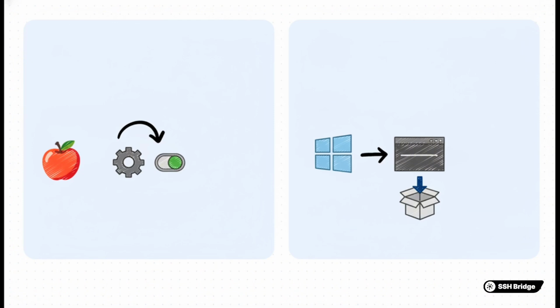For Mac OS targets, it is incredibly easy. It practically sets itself up. Just go to System Settings, click General, then Sharing, and toggle Remote Login to On. For Windows targets, it takes a quick one-time setup. You basically just install OpenSSH Server by running a quick command in PowerShell as an administrator. Once that's done, your Windows machine is perfectly ready for terminal access.